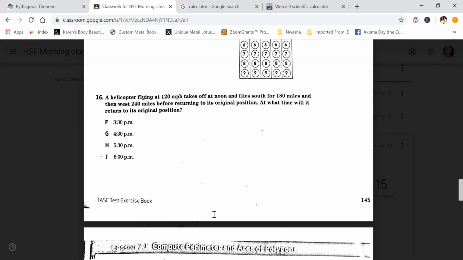It says a helicopter flying at 120 miles per hour takes off at noon and flies south for 180 miles and then west for 240 miles before returning to its original position. At what time will it return to its original position?